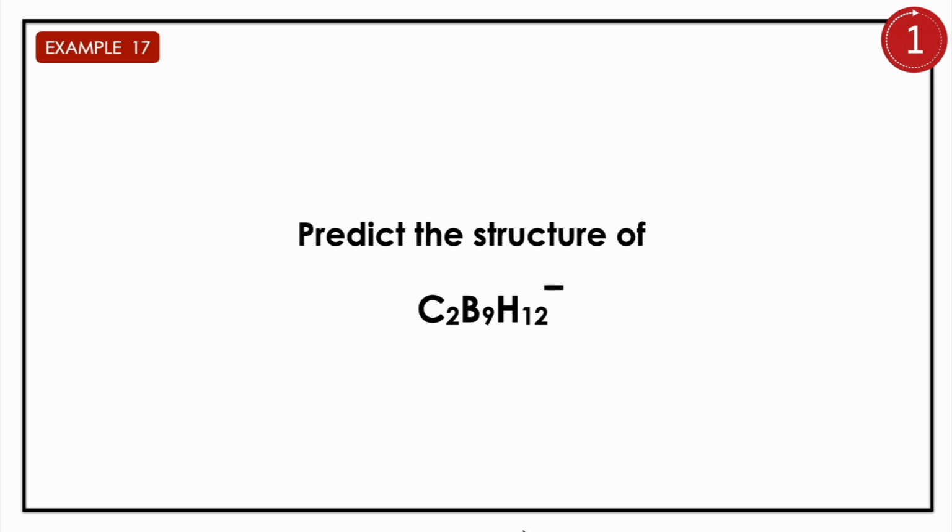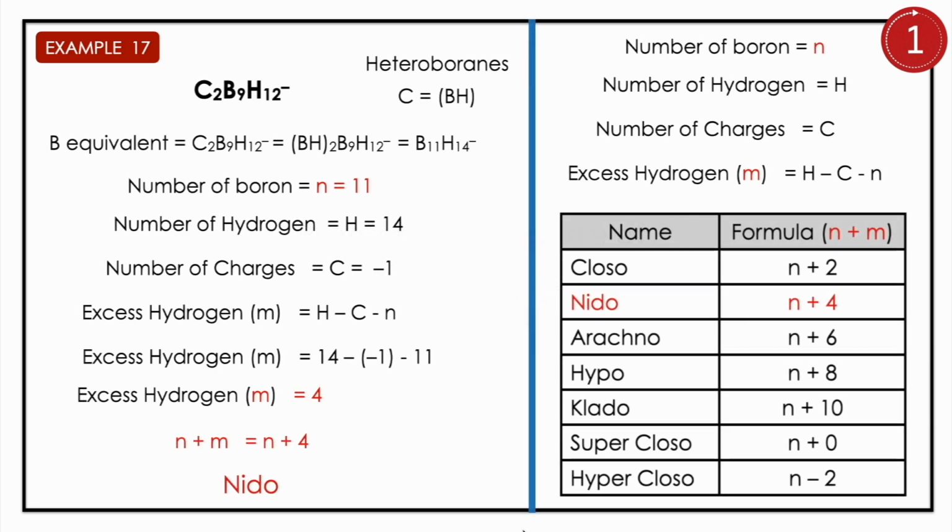Then the next example, here you have C2B9H12 minus. You should find the structure using Wade's rule. The compound is a heteroborane with carbon, technically a carborane with charges. So we should write the boron equivalent. Carbon is the first atom in the carbon series. So C is BH. It is a 3 plus 1 system. So we write BH. If you write the equivalent in the formula, BH twice, B9H12 minus. After writing boron equivalent, it becomes B11H14 minus.